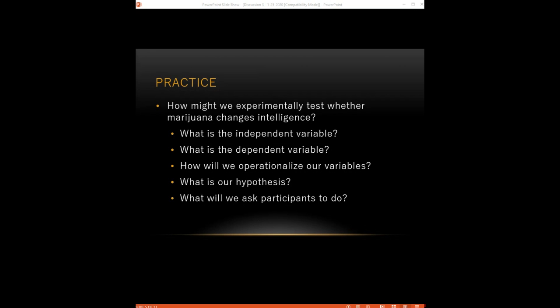Okay, so we identified the independent, we identified the dependent. Now we need to operationalize our variables. So whenever it comes to an experiment and operationalizing an independent variable, what that means is you're going to split people up into different groups. So if our independent variable is how much marijuana you smoke, how do we operationalize that for our experiment?